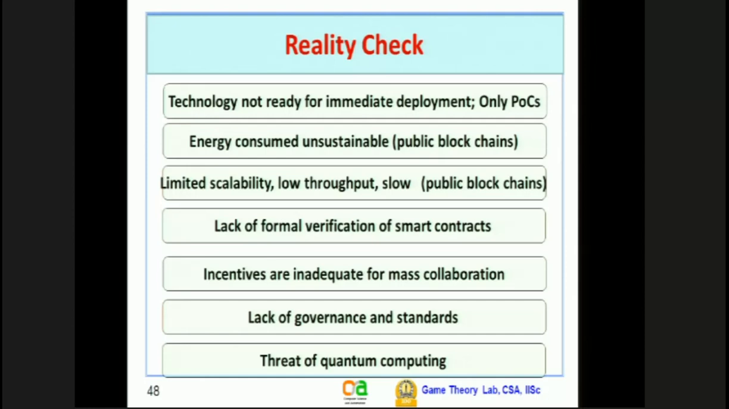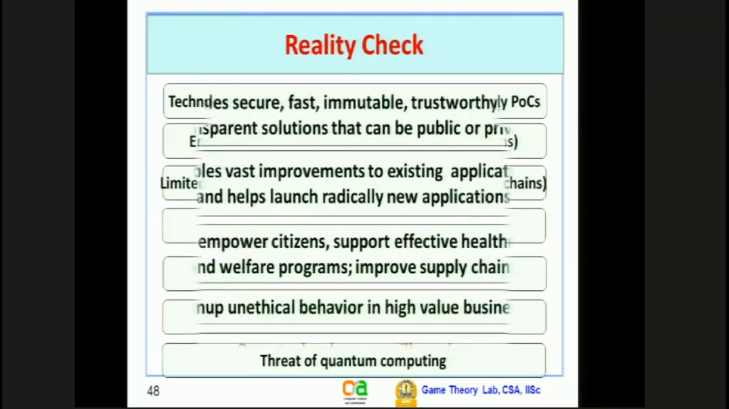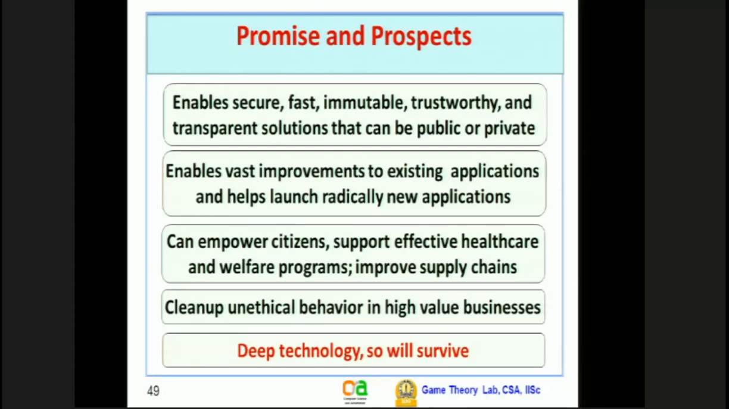Limited scalability: public blockchains don't scale well. Throughput is low, and they're also very slow. Now, no signs of formal verification of smart contracts. They have designed several programming languages, one language is called Solidity, in the Ethereum context, but a lot needs to be done in formally verifying some of these smart contracts. And the way incentive design is done can be improved quite a lot. There are no standards, and there is the threat of quantum computing, which is a standard item that everybody puts these days. That's the reality check. So this scenario is not very good.